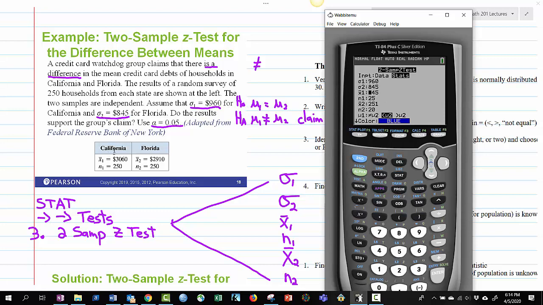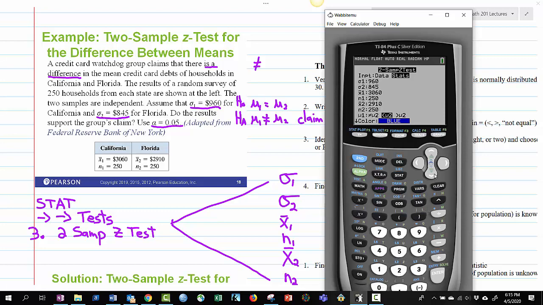So, mean of sample 1 is 3,060. Sample size for sample 1 is 250. Mean of sample 2 is 2,910. Sample size is 250. The sizes can be the same or different. If you're running the experiment, it's actually a little bit better. Your data is a little cleaner if you run them the same, but it's not necessary at all.